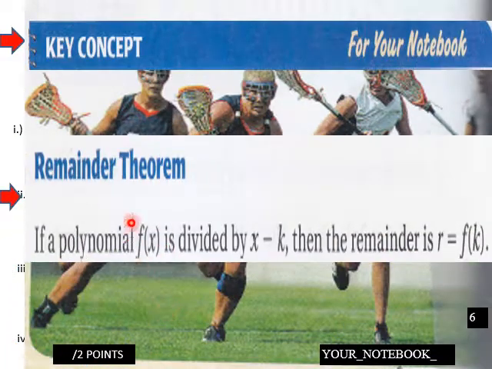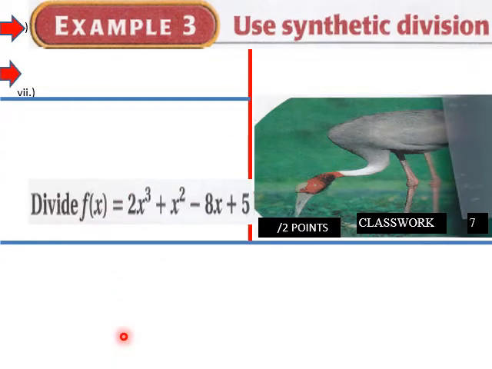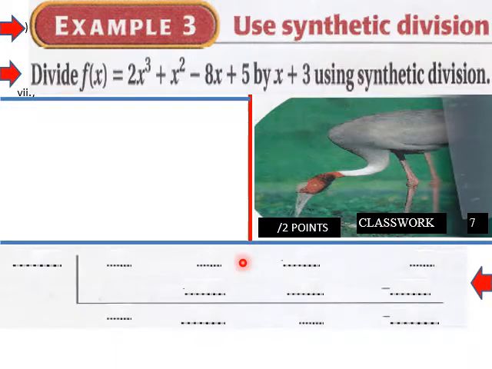Key concept, remainder theorem. If a polynomial f of x is divided by x minus k, then the remainder is r equals f of k. So it's a function of k. So let's get into a situation where we use synthetic division. We're going to divide this by this using synthetic division.